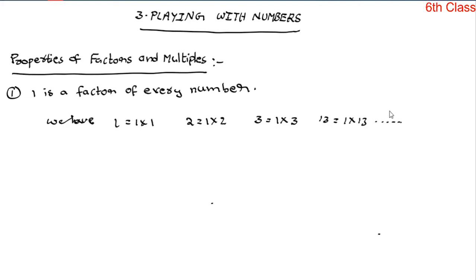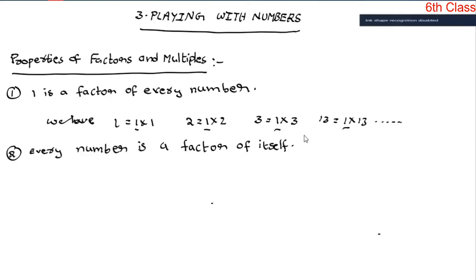Here, what do we observe? 1 is a factor of every number. 1 is a factor of 1. 1 is a factor of 2. 1 is a factor of 3. 1 is a factor of 13. Thus, 1 is a factor of every number.